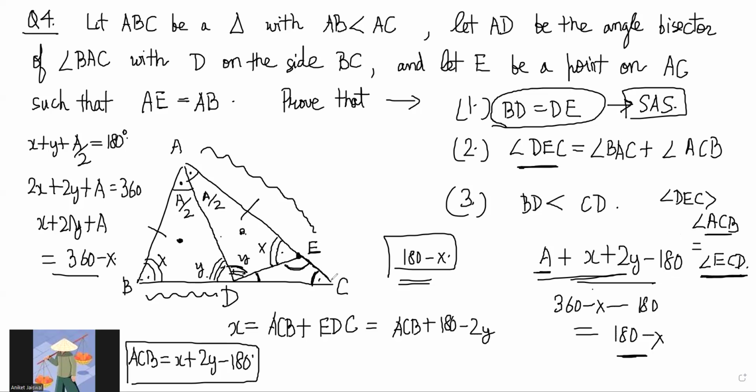Yes. Angle ECD is here, and we know that DEC is bigger, and that means DC will be bigger than DE, right? Yes, sir. And since DE is equal to BD, we are getting DC is greater than BD. Third part is proved.